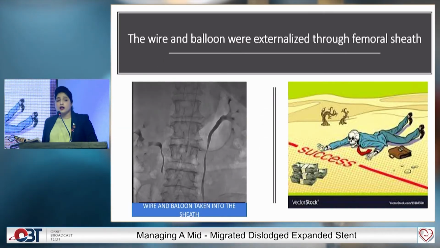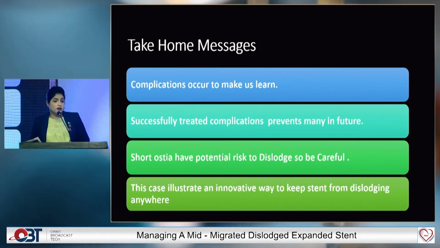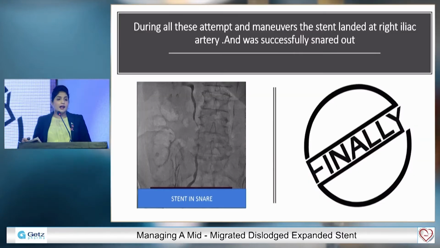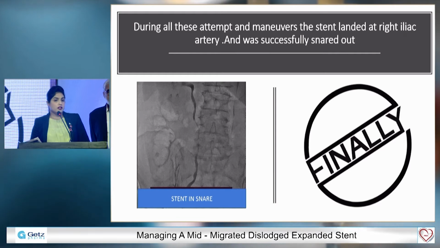So you could see very clearly, we are demonstrating that the wire and the balloon have been advanced through the femoral sheath. Then we separately snared out the stent through the snare.